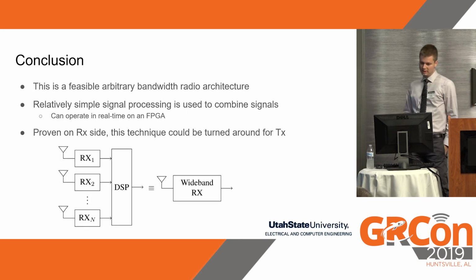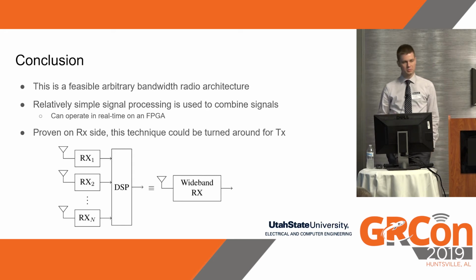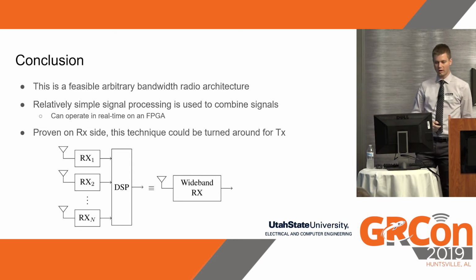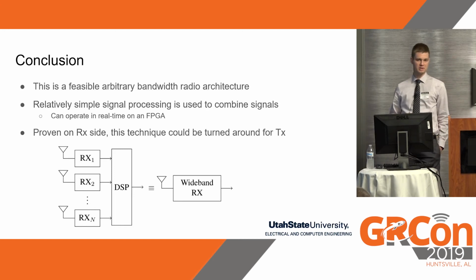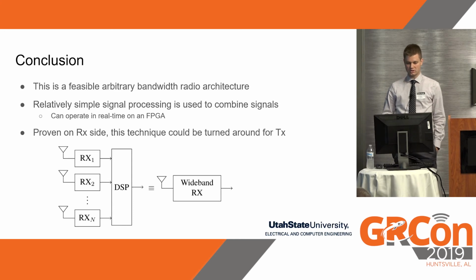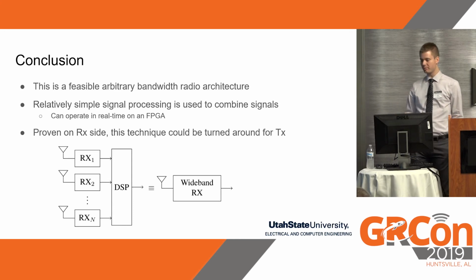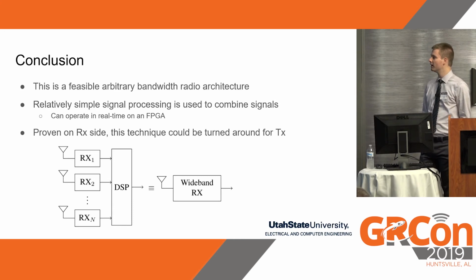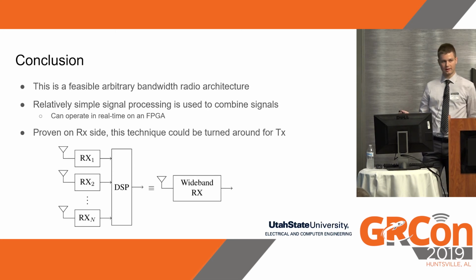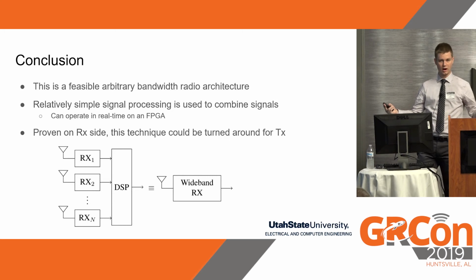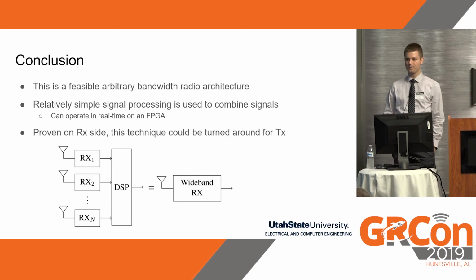So in conclusion, we were able to show that this is a feasible arbitrary bandwidth radio architecture. You could take as many receivers as you want. You're limited only by your processing power in the FPGA, which isn't a lot because it's a pretty simple algorithm. You can operate in real time, combine as many signals as you want, and receive an arbitrary bandwidth signal.